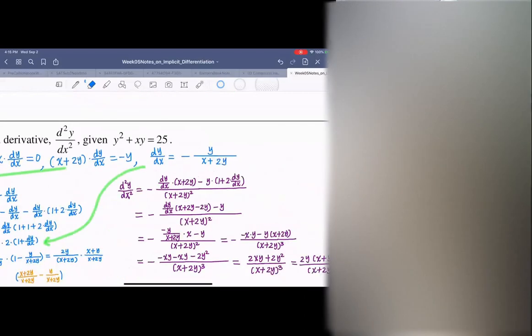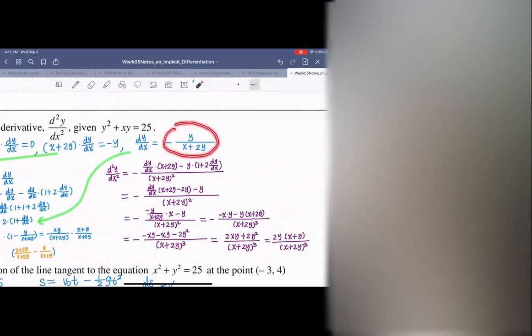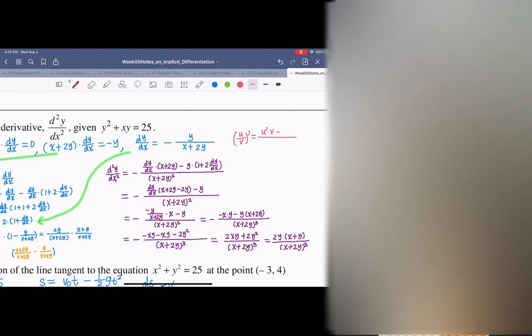Quotient rule is the most complicated rule to apply. Look at this. We review the quotient rule one more time. U over V derivative is going to equal U derivative times V minus U times V derivative, divided by V squared. This rule is simple to remember, simple to write down, but not easy to apply, especially for those complicated cases.